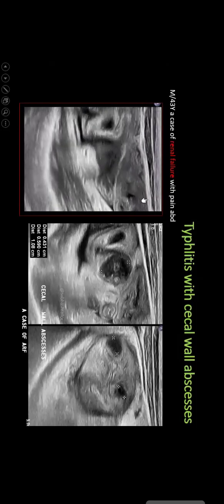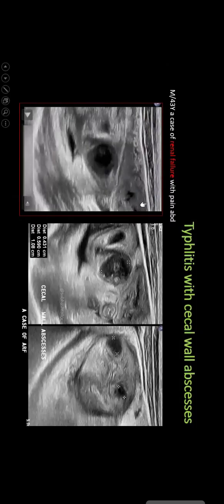Because a patient with renal failure is always a compromised patient, chances of secondary infections are more common in the cecal area and ascending colon, leading to bacterial infection and abscess formation. So we can see abscesses within the wall of the cecum.